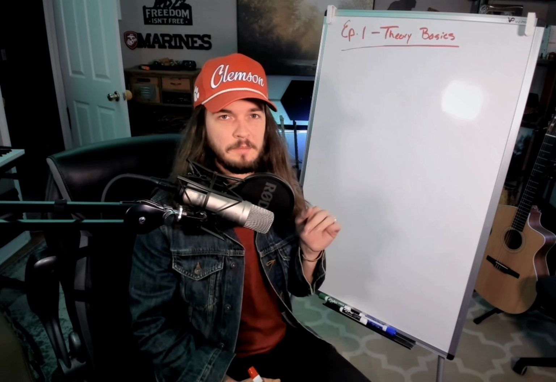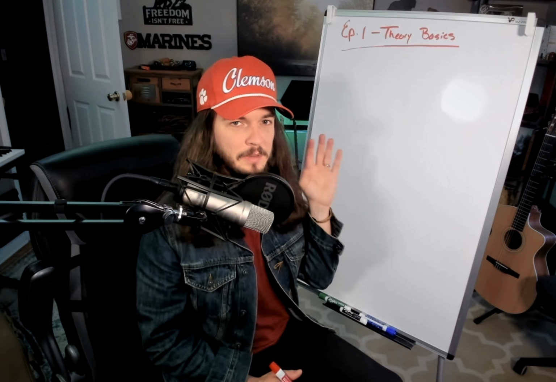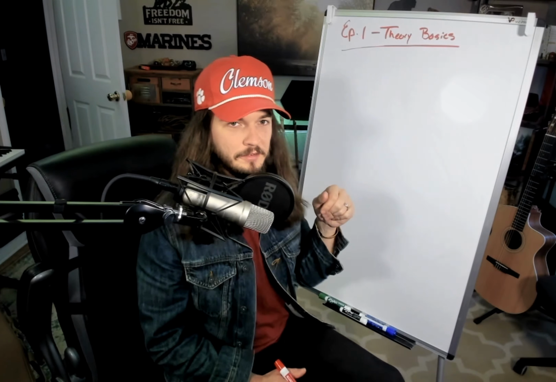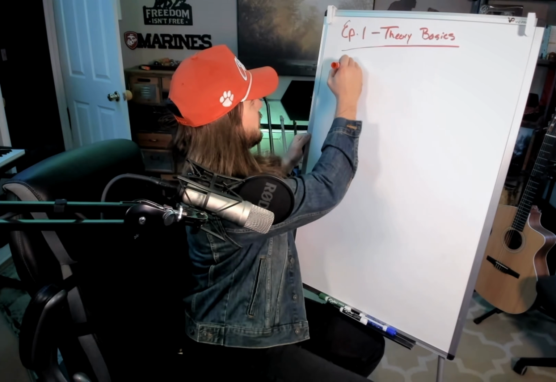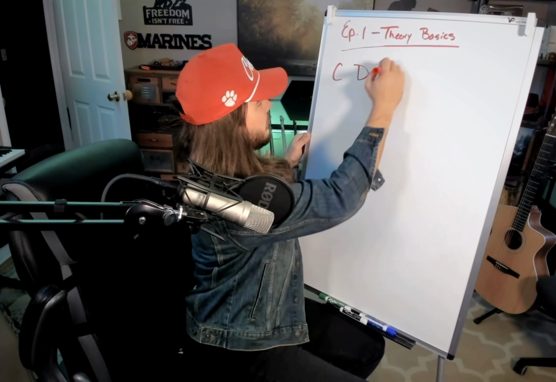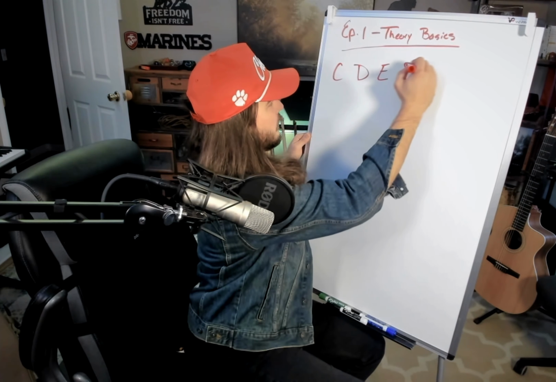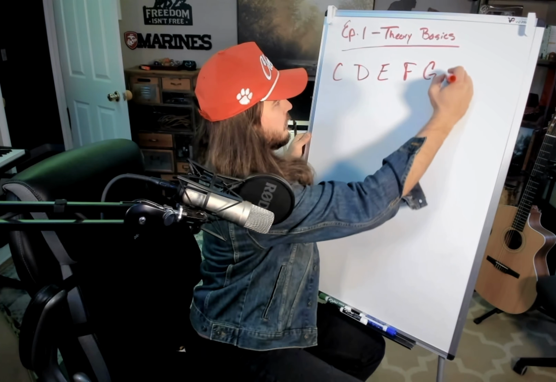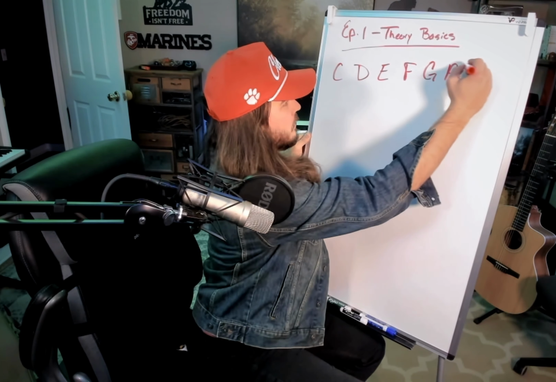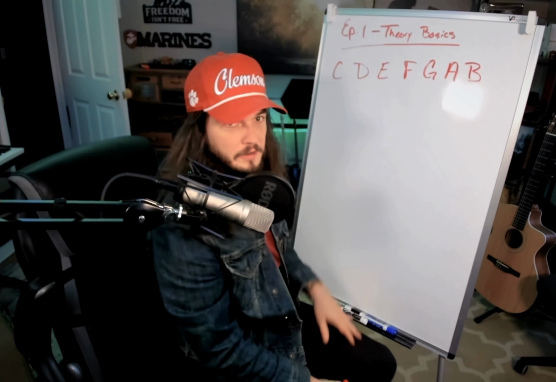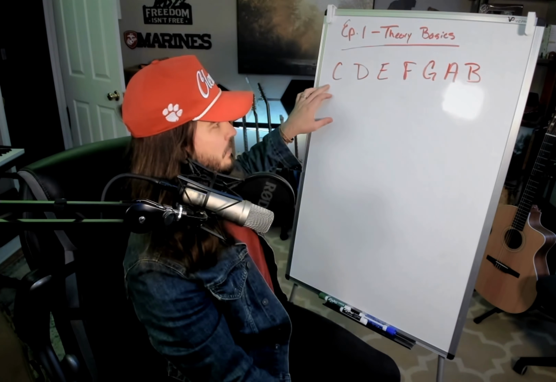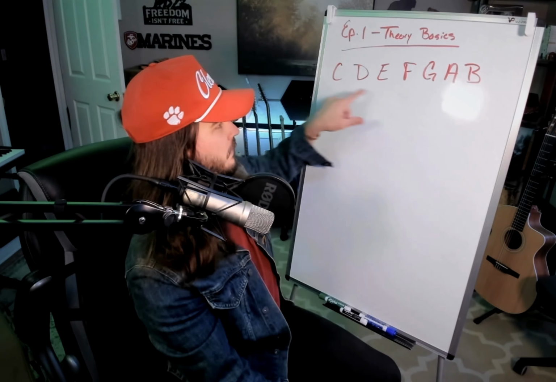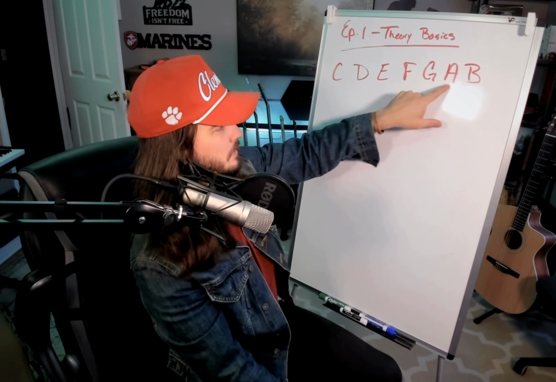C major is really simple because we're just going to use the alphabet going up with no sharps or flats. So our alphabet that we're going to be using: C, D, E, F, G, A, B. These are the only notes that you can have in a major scale. We're going to go from A up to G, and then we repeat back to A.